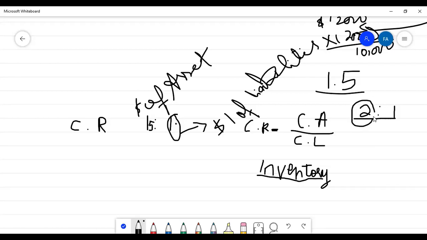Let's suppose I have a lot of cash which is put idle, and that is the main reason why my current ratio is 2:1. Is it good to put cash idle? No, we should use it. Yes, this is the main reason. Whenever you get 2:1, you will assume that it's good for the business.